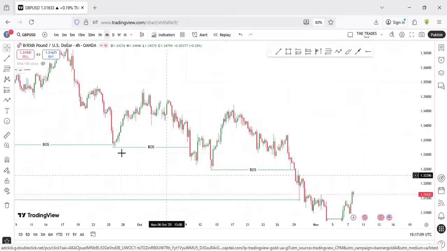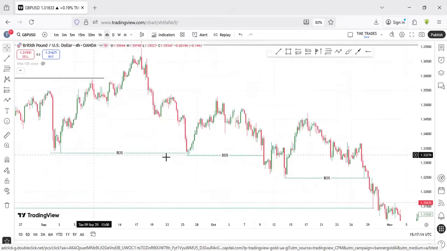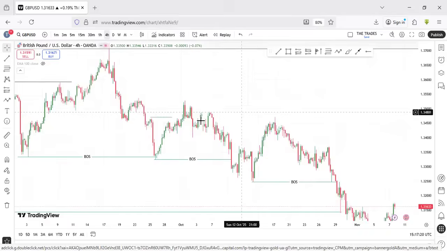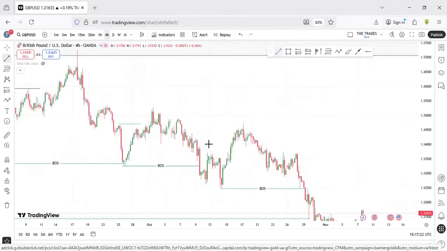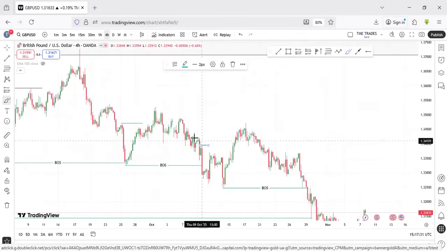Because when you look at this right now, after each break, okay, let's start from here. After this break to the downside, the market came back and took out this liquidity. The same thing after this break here, the market came back and took out this liquidity, this, this, and this.